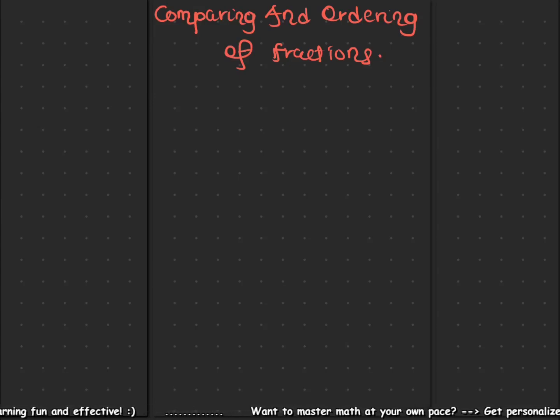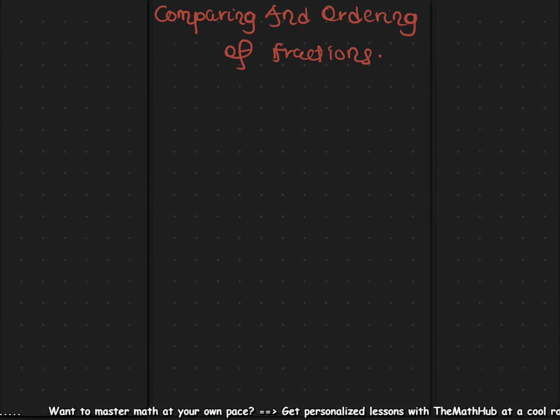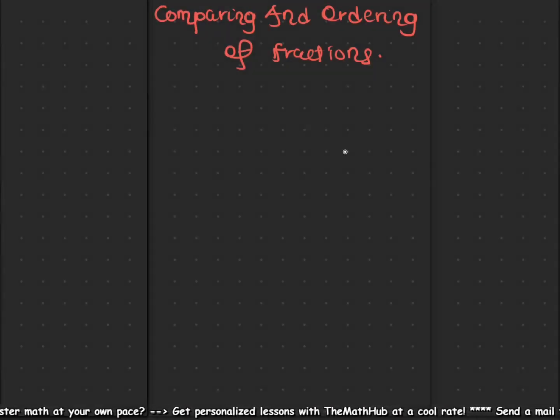Now, in this video, we'll be looking at how to compare and order fractions. First of all, when we say ordering of fractions, what do we mean? Ordering of fractions simply means arranging the fractions in ascending order or descending order. Ascending order means from the smallest to the biggest, and descending order means from the biggest to the smallest.